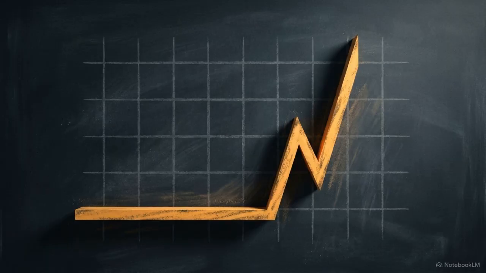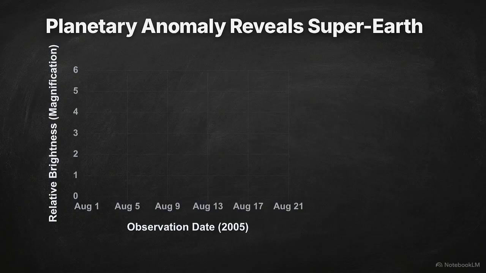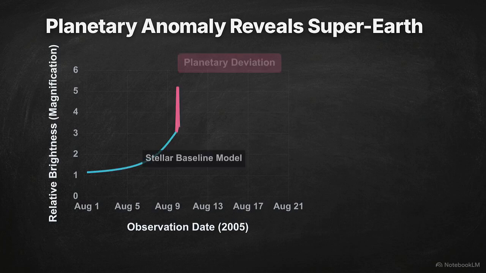Right in the middle of a standard 11-day brightening event, the light spiked. It lasted only a few hours. This animated curve plots brightness over time. Notice the smooth bell curve, interrupted by a sharp spike near the peak.